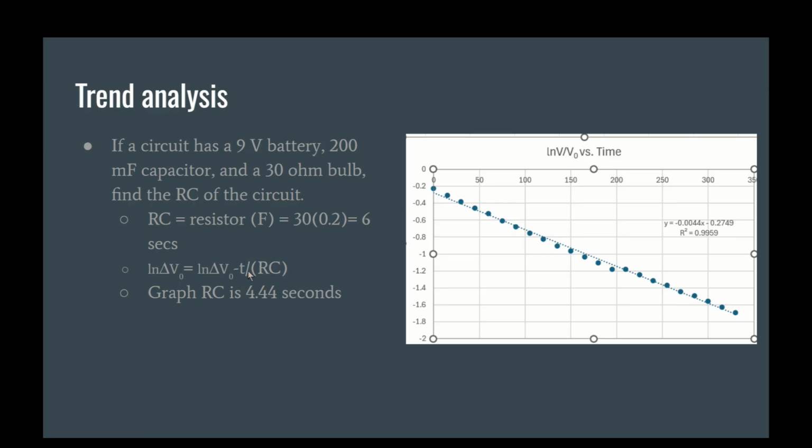Then we were given a new problem where we had to analyze the RC of the circuit. When calculated, we can take the resistor times the farads, and then we get the RC of that circuit. But we could also use this equation and manually plot some of our numbers, and on the graph RC is just 1 over the slope, and that's around 4.44 seconds.